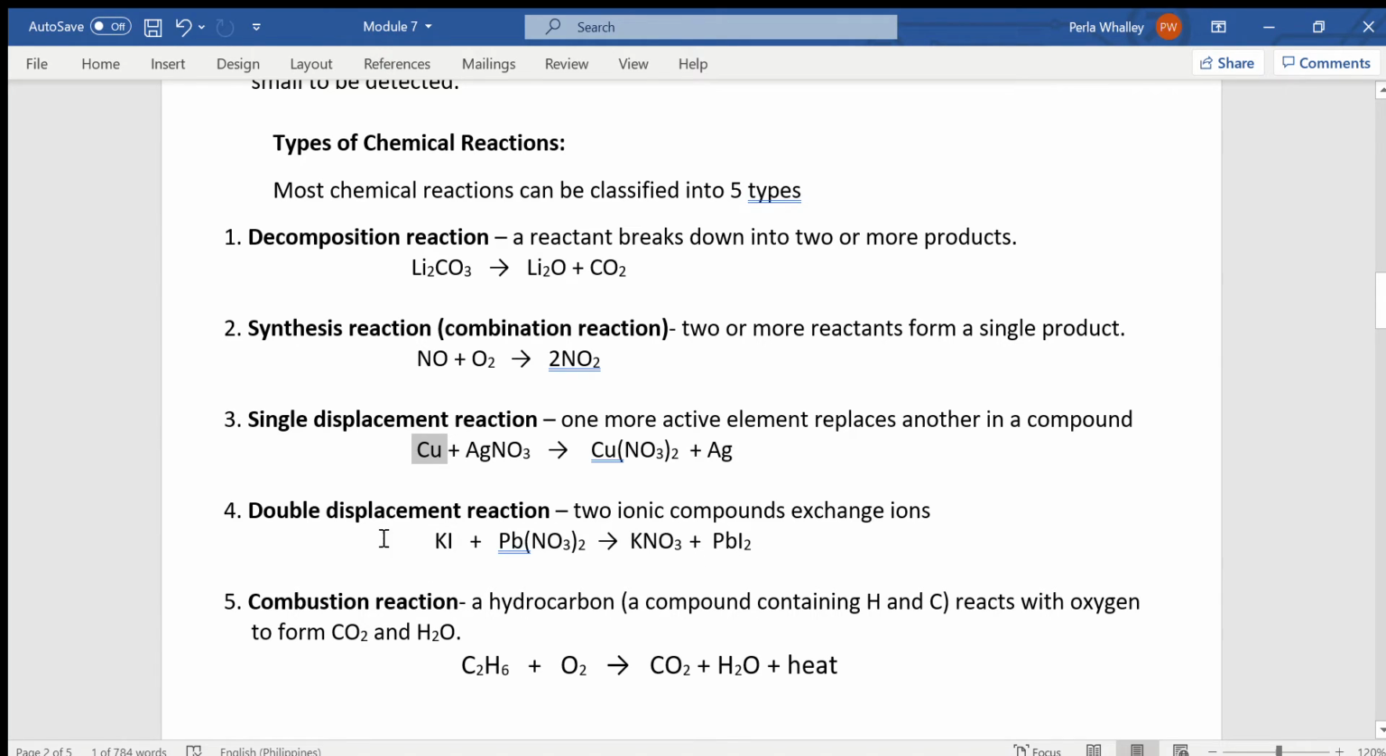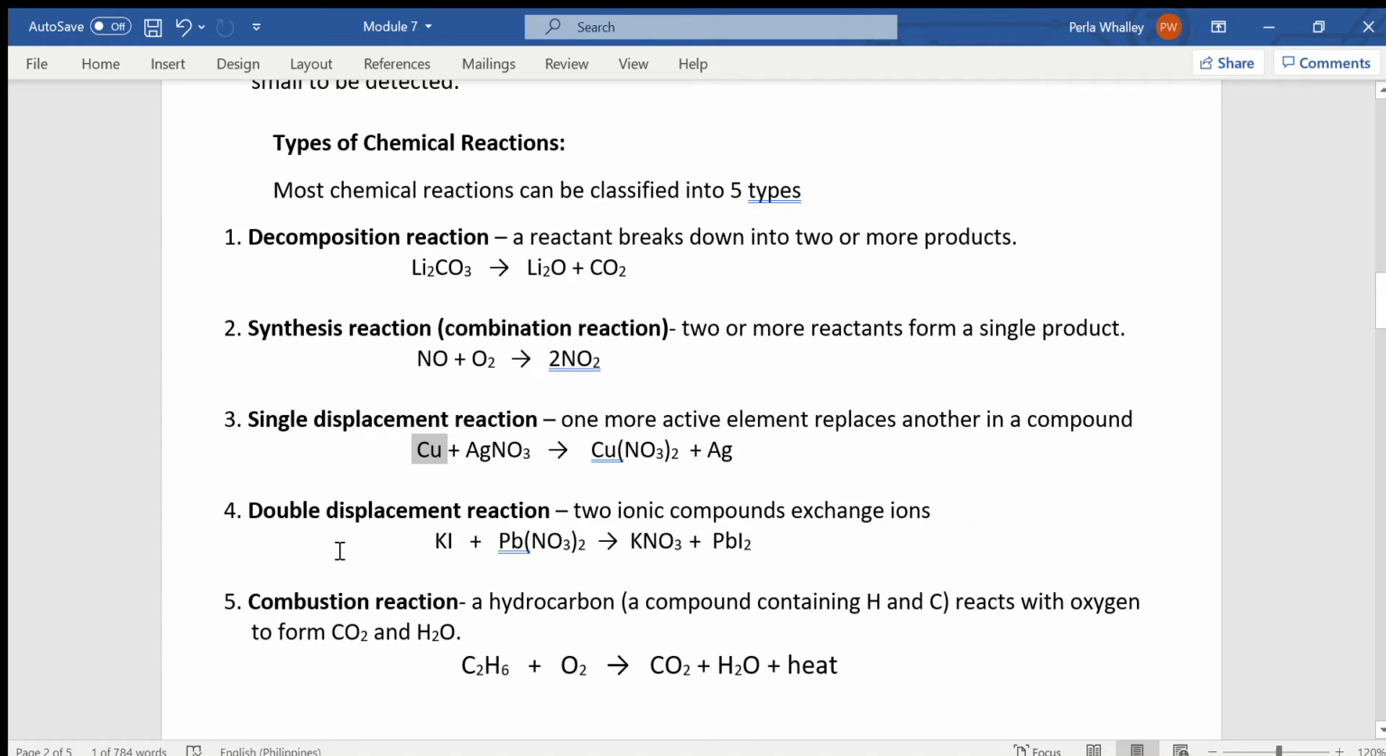The difference between single displacement from double displacement reaction is that single displacement has a single element and a combined element. In double displacement, there is none. There are pairs or compounds already. So these compounds will what? Will exchange ions. That is a double displacement reaction.